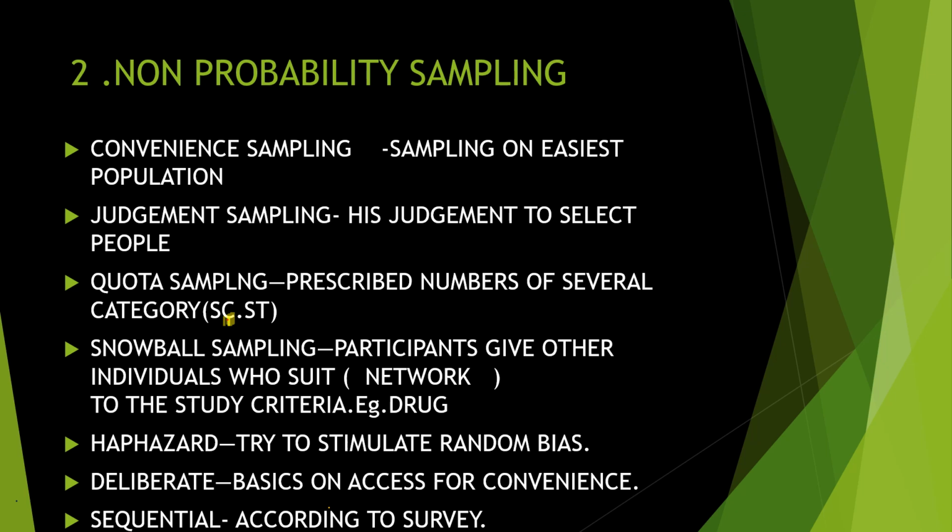Next is sequential. Sequential means according to a survey. You know what is meant by a survey. Somebody has already done some kind of survey, and according to that survey you are deciding who to take as your samples. That is what we call sequential sampling.